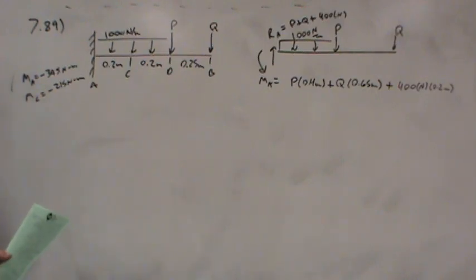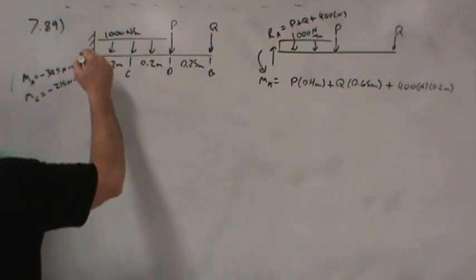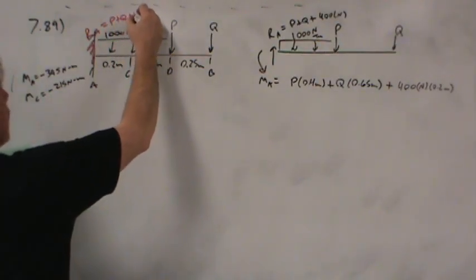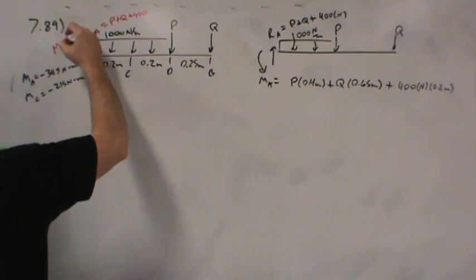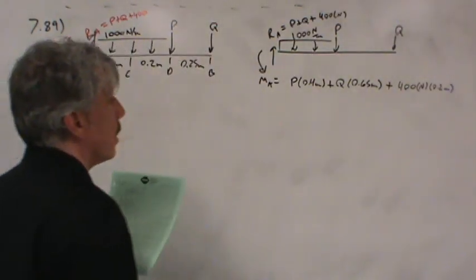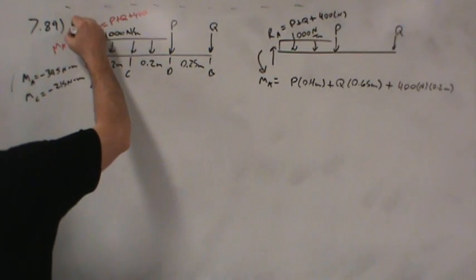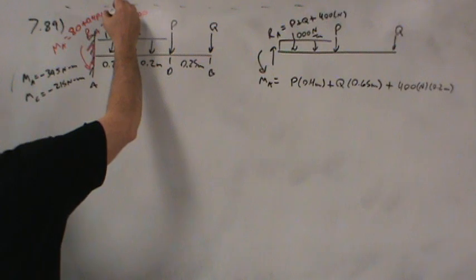Now we have to think about this a little bit more deeply. Let me go ahead, like I said, and draw the shear moment diagram. So let's not forget the reaction at A. Let me put it in a different color. The reaction at A and the force reaction is P plus Q plus 400, and the moment reaction at A is, let's see, well, 0.2 times 400 would be what, 80? So that's just 80 plus 0.4 P plus 0.4 Q.